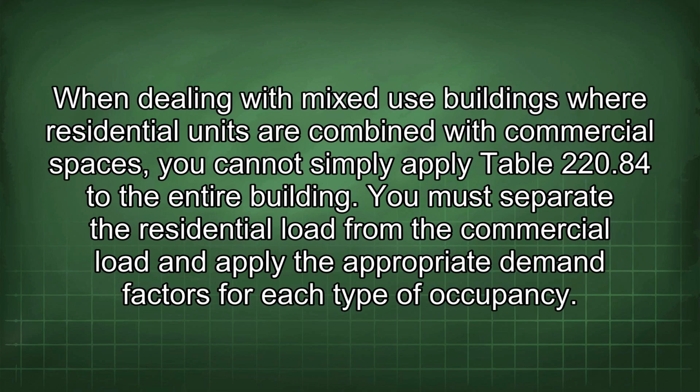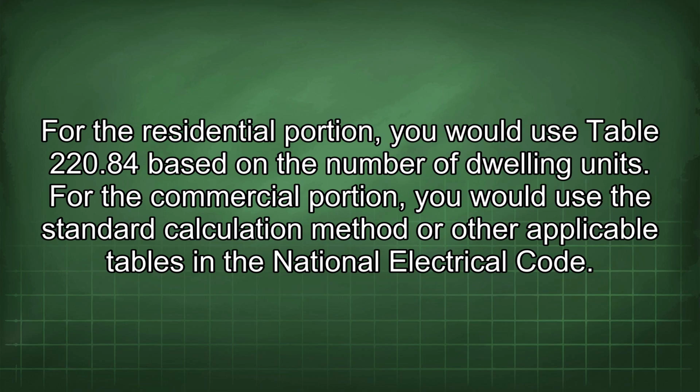When dealing with mixed-use buildings where residential units are combined with commercial spaces, you cannot simply apply Table 220.84 to the entire building. You must separate the residential load from the commercial load and apply the appropriate demand factors for each type of occupancy. For the residential portion, you would use Table 220.84 based on the number of dwelling units. For the commercial portion, you would use the standard calculation method or other applicable tables in the National Electrical Code.